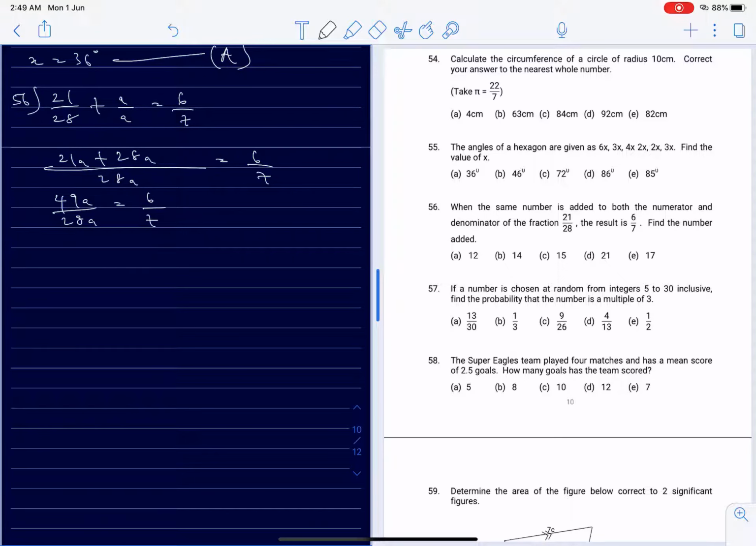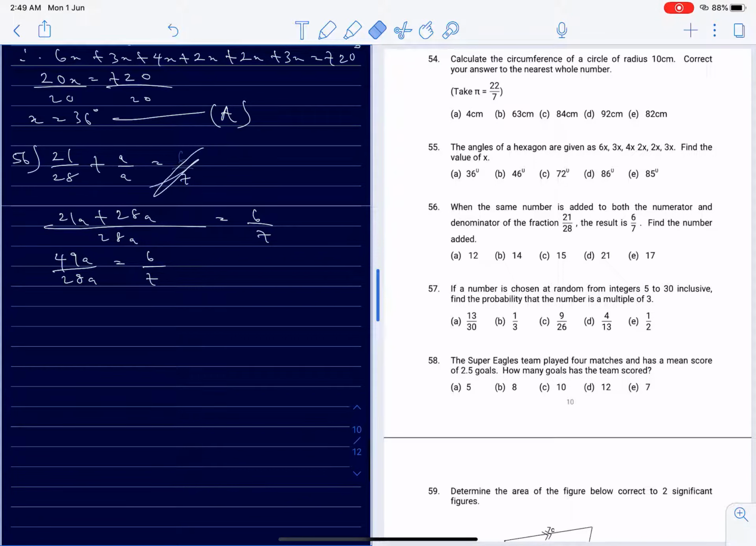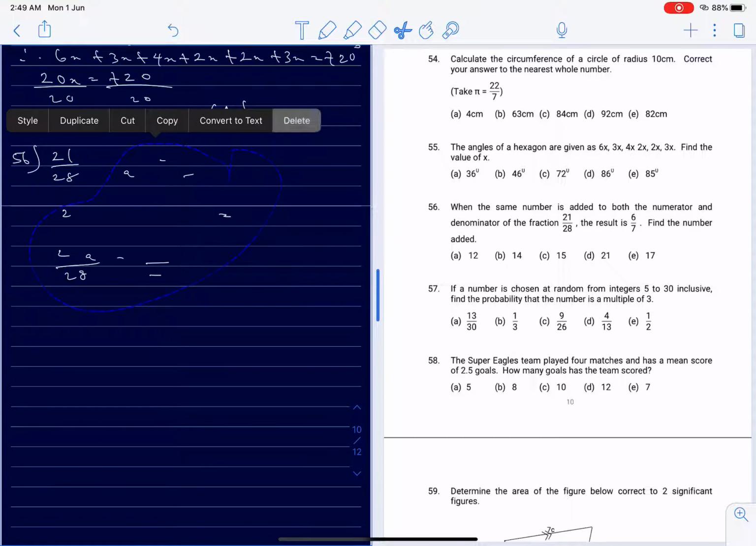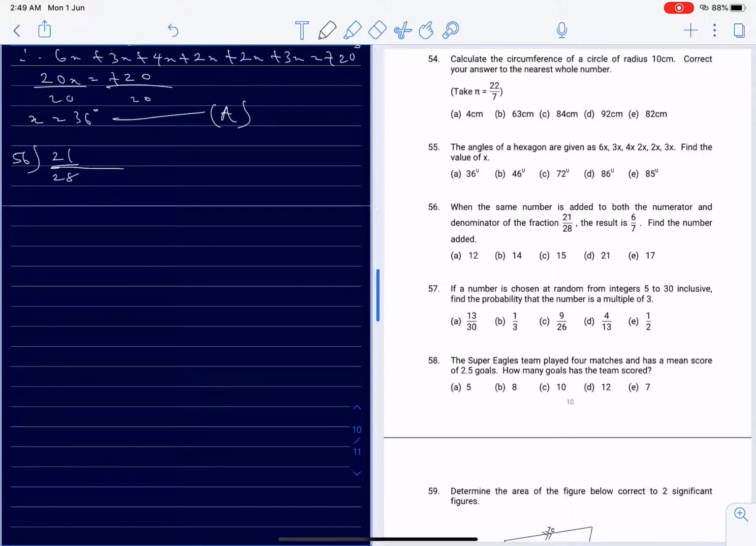The same number is added. Oh, what am I doing? Why would I have done that? When the same number is added, I think I should just write: when you add the same number to the numerator and denominator, then it becomes, let the number you're adding be A.